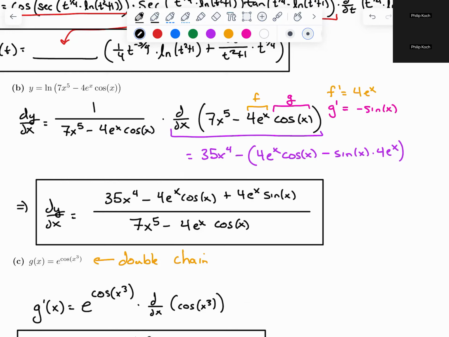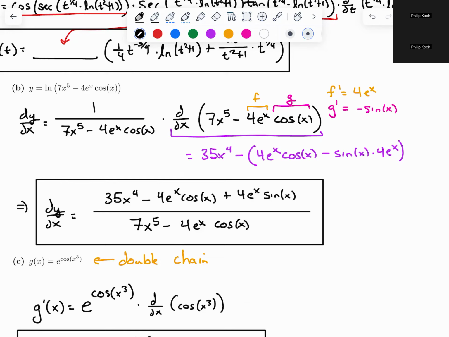So that's why it's 1 over 7x to the 5th minus 4e to the x cosine x times the derivative of the inside. Now the 7x to the 5th is just by itself. It's having 4e to the x cosine x subtracted from it. So we can take that thing's derivative really quickly. It's 35x to the 4th. But the next piece, the minus 4e to the x cosine x, that's a product.